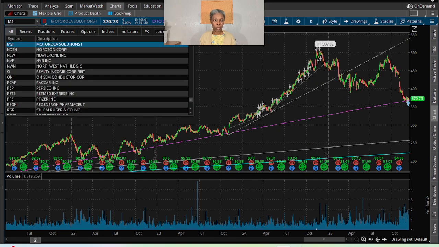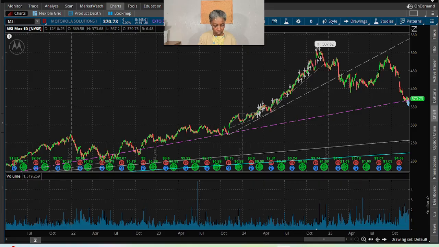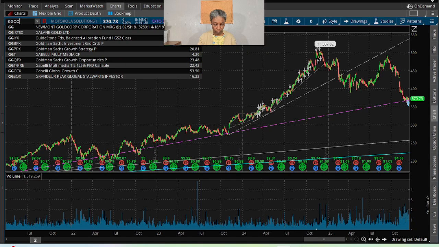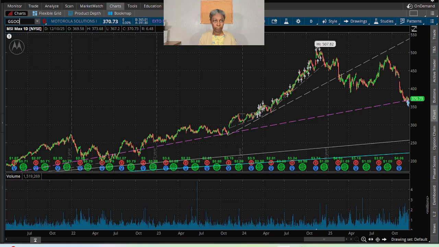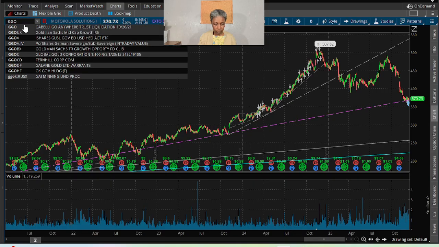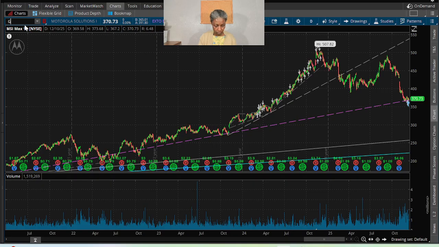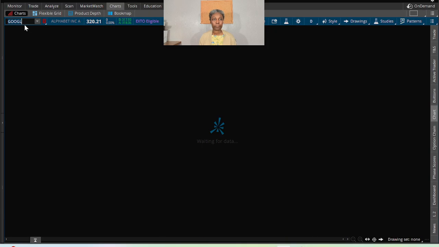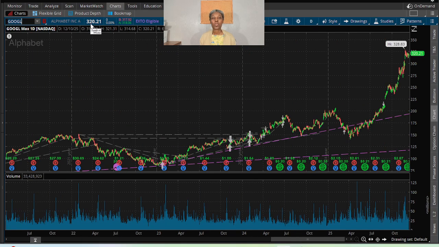So if we enter Google, Google is $300.20, but right now you cannot buy it. If you are using the long option and swing trading strategy, you cannot buy Google.